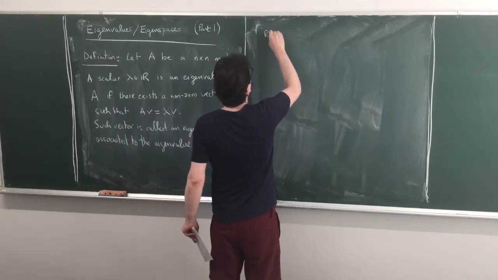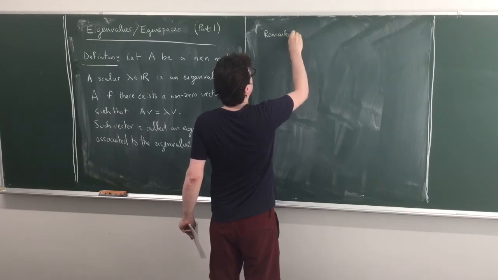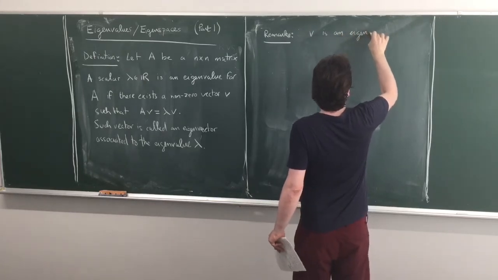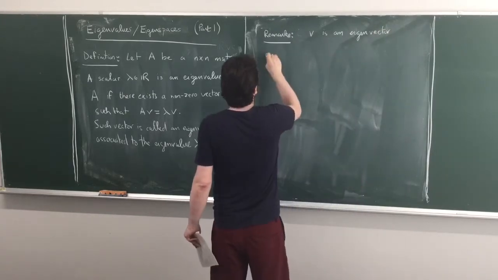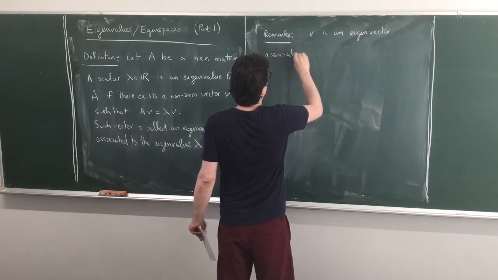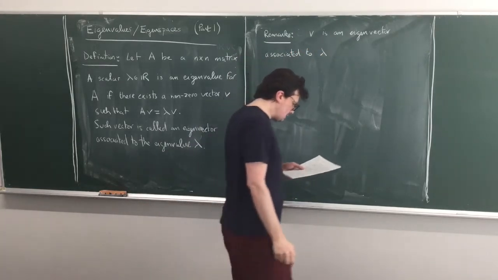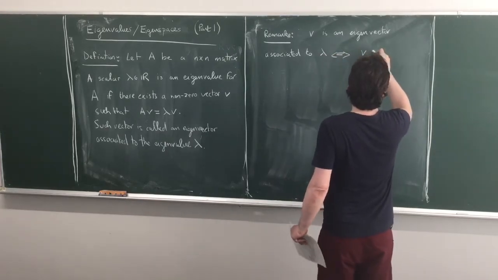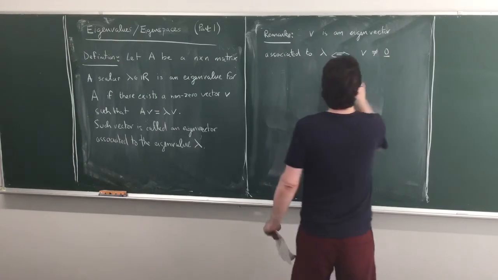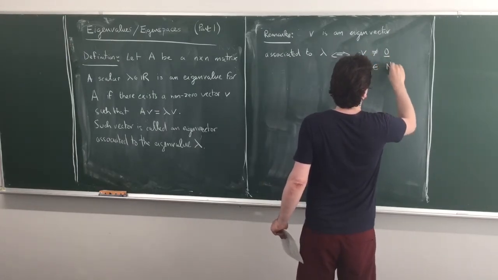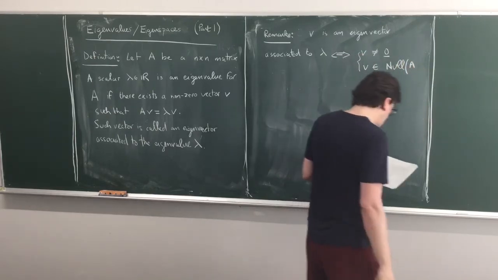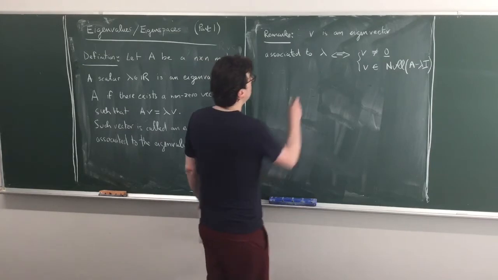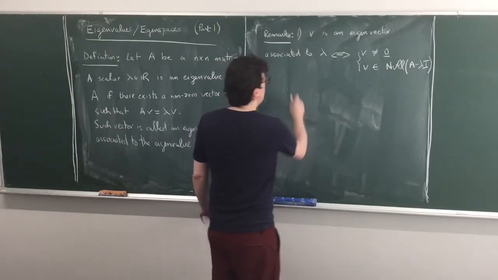So remark 1 is that V is an eigenvector associated to lambda is actually the same thing as to say that V is non-zero, is not a zero vector, and V belongs to the null space of the matrix A minus lambda identity.